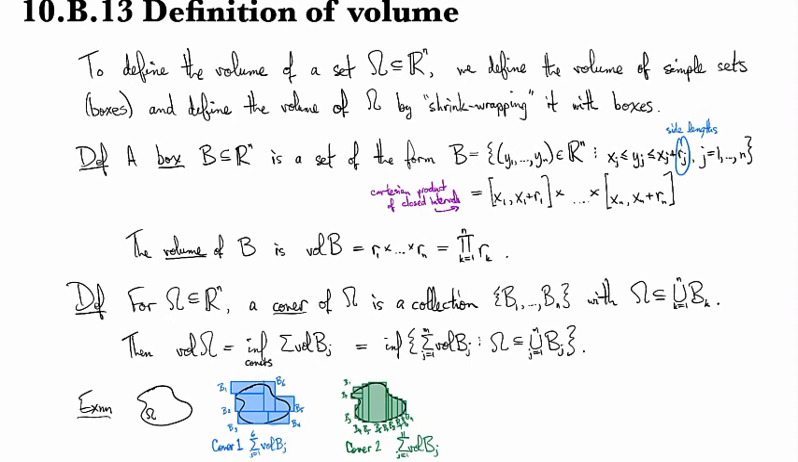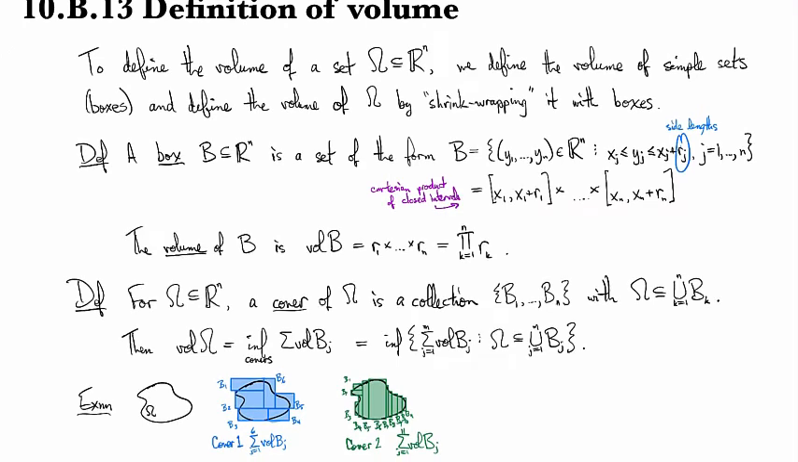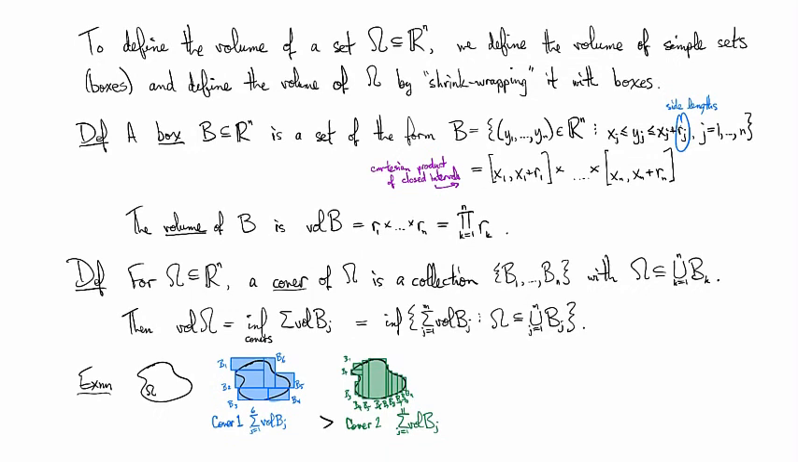Then I can consider the collection of all possible covers of omega, and I take the infimum. The estimates are potentially decreasing: cover 1 is definitely a bigger estimate than cover 2, and we go toward the infimum, getting ever smaller, and that takes us to the volume of omega. So that's the definition for the volume of omega by shrink wrapping it with covers by boxes.